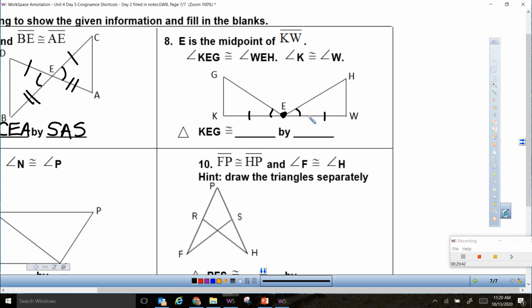Then they also tell us that angle K is congruent to angle W. So K gets 2 arc marks, W gets 2 arc marks. So those 2 triangles are congruent by what postulate or theorem? Triangle KEG is congruent to triangle... I'm not going to reinvent it. They just said KEG is congruent to what? WEH. So WEH. Okay, two more.